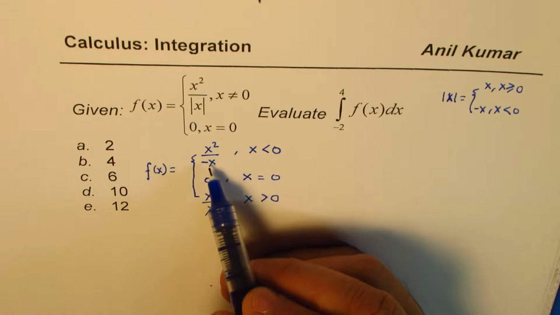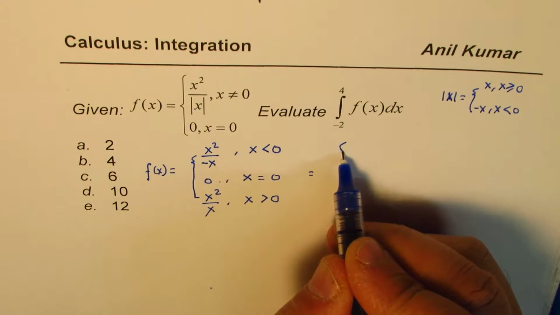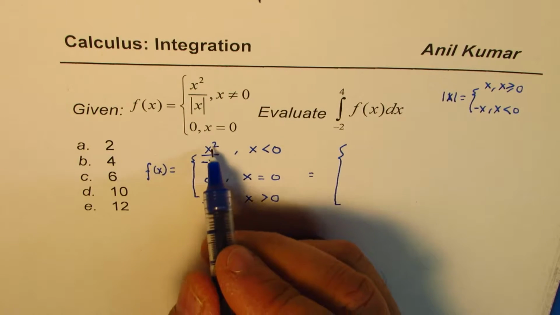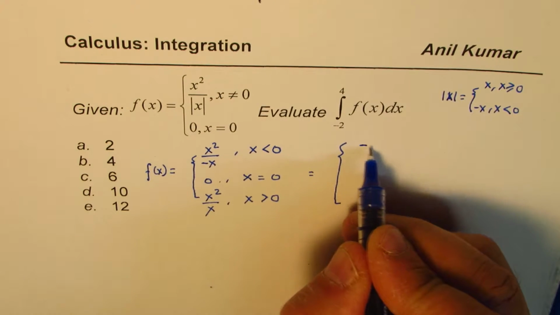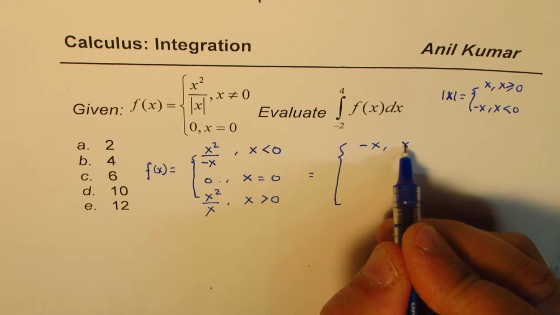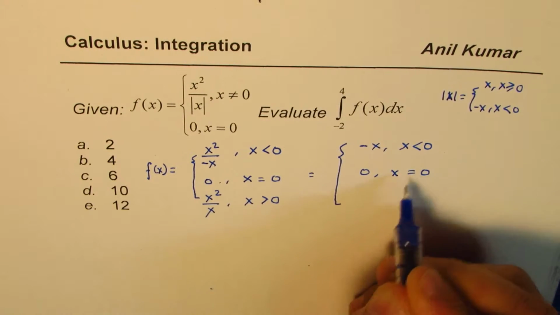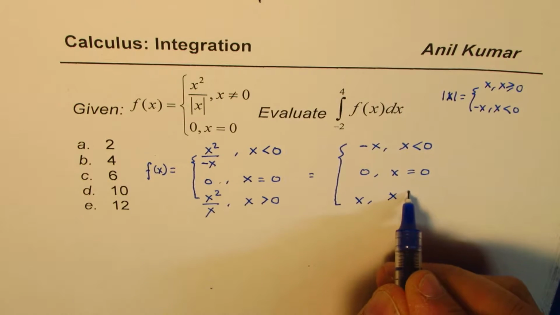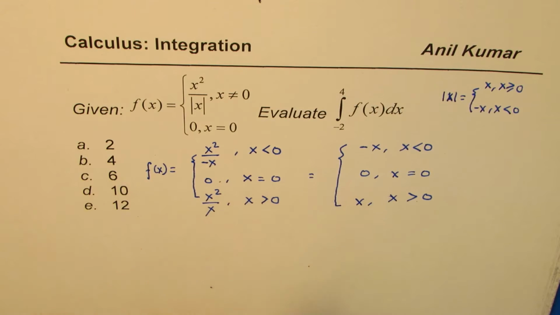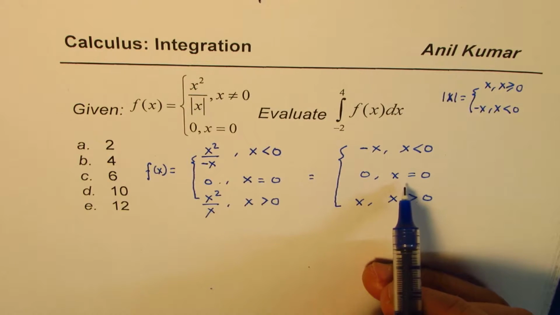Now x squared divided by minus x, we could simplify and rewrite as minus x. So we get minus x when x is less than 0. It is 0 for x equal to 0 and equal to plus x for x greater than 0, right? So that is how you can define this. Now it is simple to integrate and get the result.